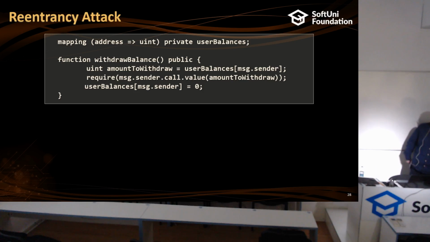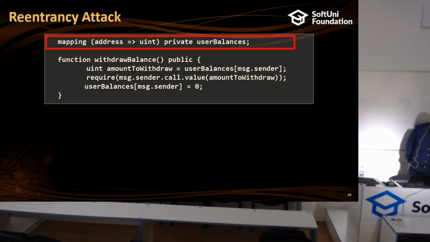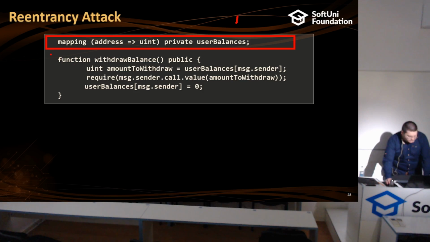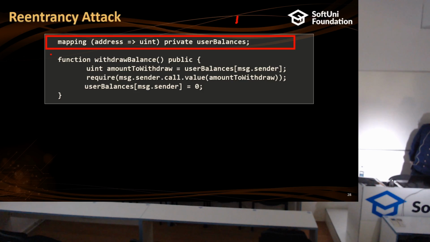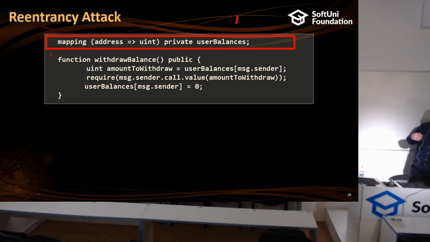First off, this is a contract for, let's say, a token that you might know. It stores the user balances. It uses the user address or wallet and stores how many coins they have. And there's a function that withdraws the balance. So if I deposit 10 ether, I can call withdraw balance and it will return me 10 ether.